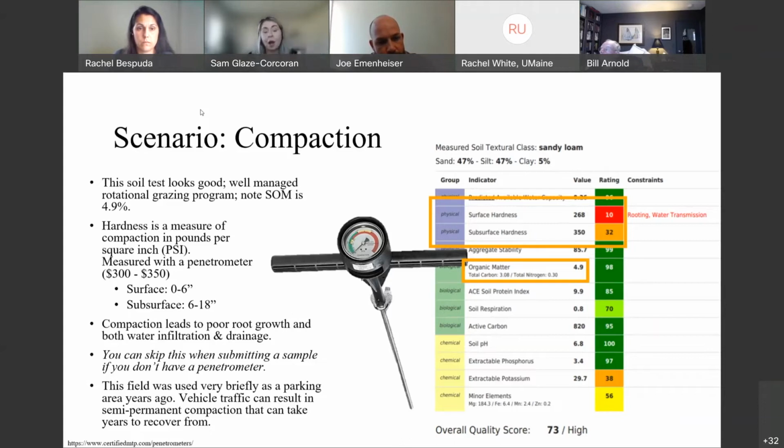Hardness is just another word for compaction. It's measured in pounds per square inch. You can do this with a penetrometer. They're about $300 to $350. If you do not have one or do not have access to one, then you can just skip putting that information on your little form when you send it off to Cornell.